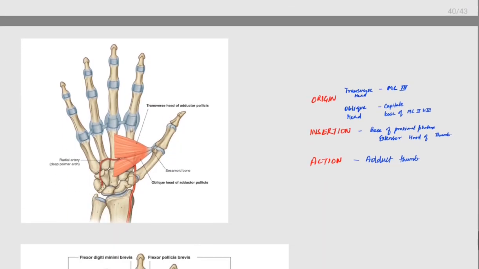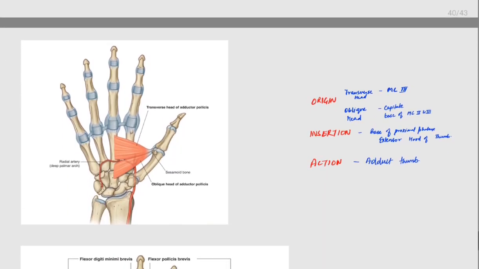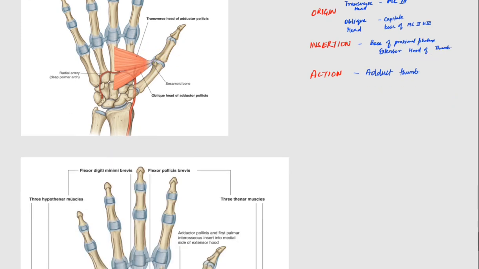Now coming to the adductor pollicis. Adductor pollicis has 2 heads, the transverse head and the oblique head. Origin of the transverse head is from the third metacarpal and the origin of the oblique head is from the capitate bone and the base of the second and third metacarpal. It inserts into the base of the proximal phalanx and the extensor hood of the thumb from the ulnar side. And it will cause adduction of the thumb.